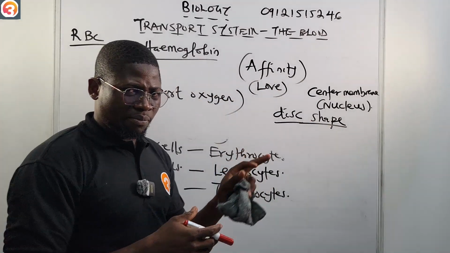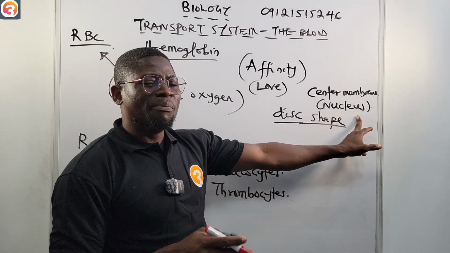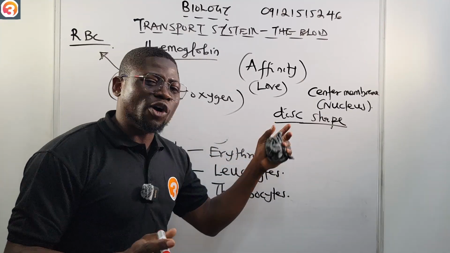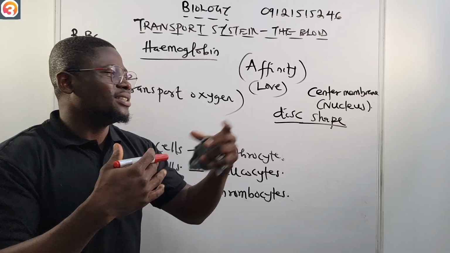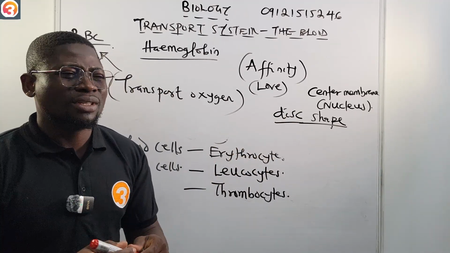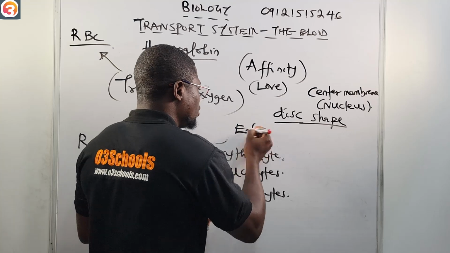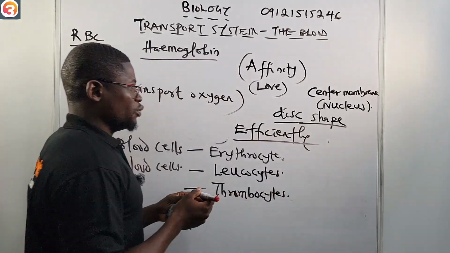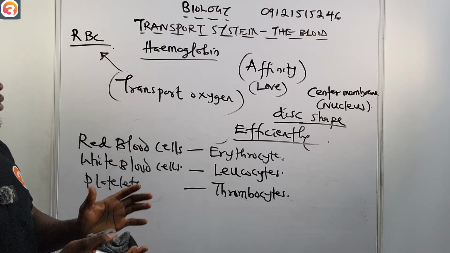A disc shape. They do not have a center membrane or nucleus. The reason why they have this disc shape, or the importance of this disc shape, is so that they will be able to transport whatever they are transporting efficiently. So let me go over it again.